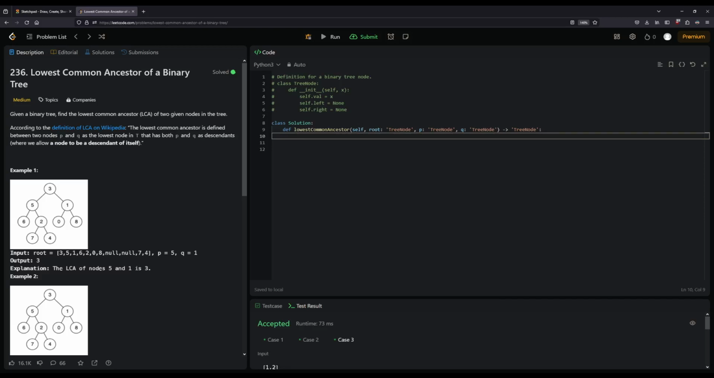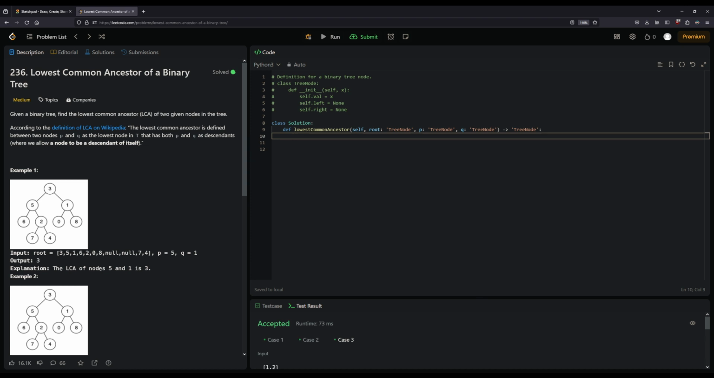The problem we're going to look at right now is the lowest common ancestor of a binary tree. This is number 236 on LeetCode, and it's considered a medium difficulty problem that you might run into in a coding interview. So the question is, if we're given a binary tree, find the lowest common ancestor of two given nodes in the tree.